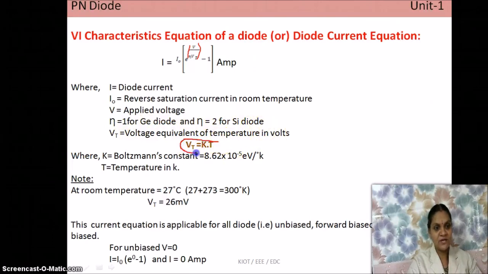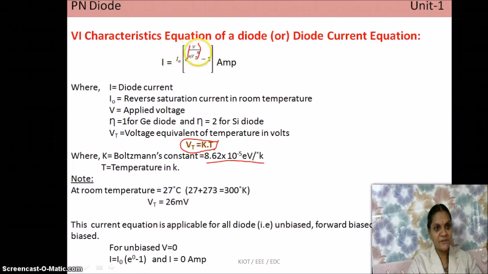Vt is the voltage equivalent of temperature, given by Vt equal to K into T, where T is the temperature and K is the Boltzmann constant, given by this value. According to the temperature in Kelvin, by multiplying this constant we will get Vt. Further, Vt is also constant, eta is also constant. V is a forward voltage or reverse voltage, whereas I naught is a constant.